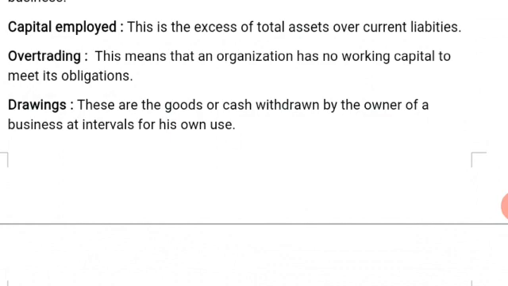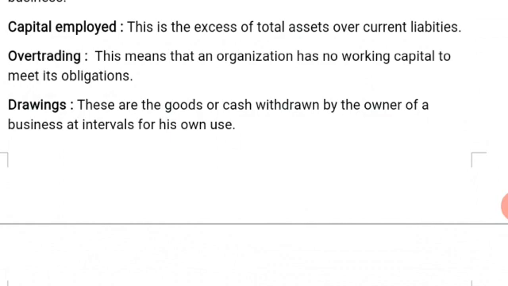Overtrading. Overtrading means that an organization has no working capital to meet its obligations. That can arise when the current liabilities of an organization are more than its current assets. So overtrading will occur when the current liabilities of an organization are more than its current assets, and the business will not have working capital to meet its obligations.